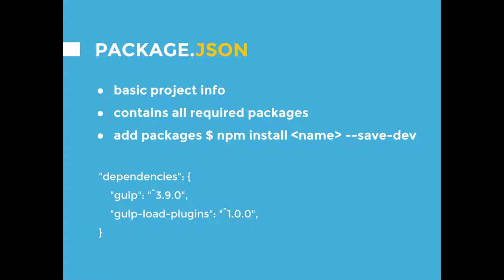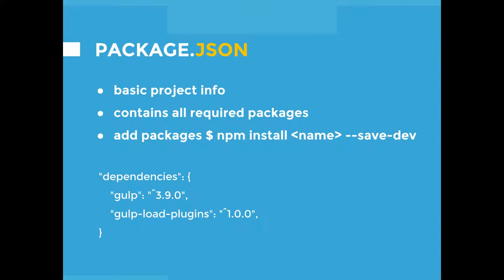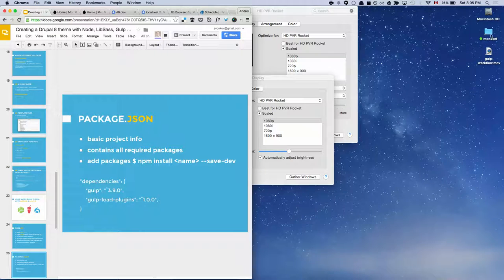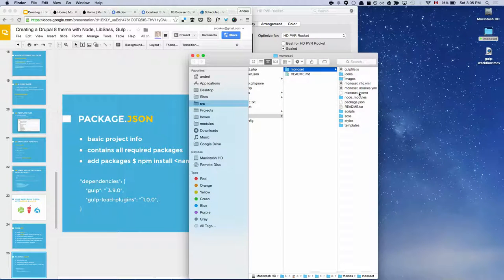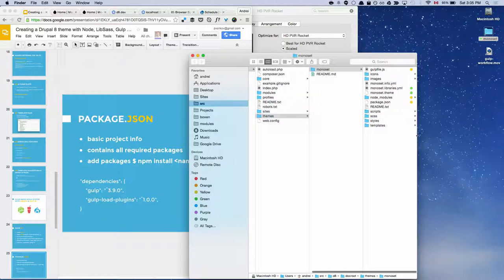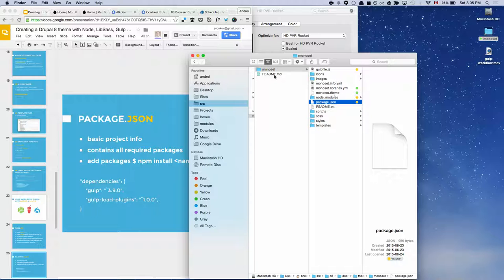Actually, let me show you the actual directory for this. Well, I don't know if I can zoom here. No, I can't really. It's hard to see here, but anyway, this is where all the node modules are. The Gulp.js file is just sitting in that root directory, and the package.json file.